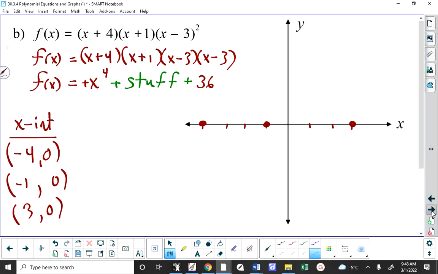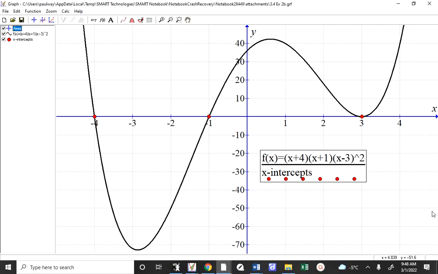So you don't know what to draw here because of that x minus 3 quantity squared. So let me show you what this is going to look like. It looks like that. The x-intercept at 3, which is where we had x minus 3 squared, the x-intercept there is just a touching x-intercept. There's a better word that we're going to use in a second.